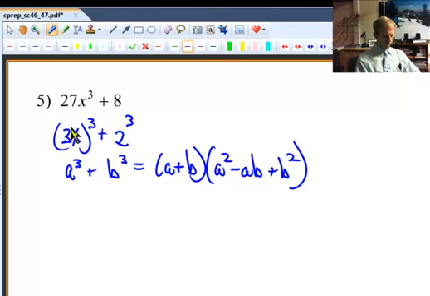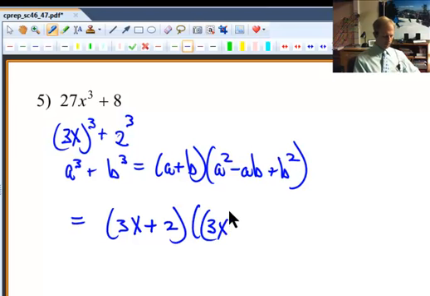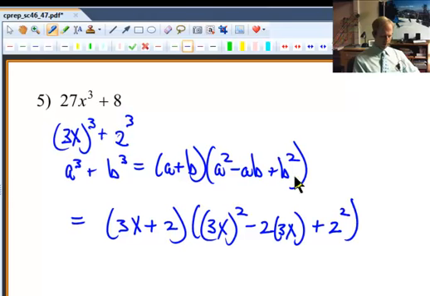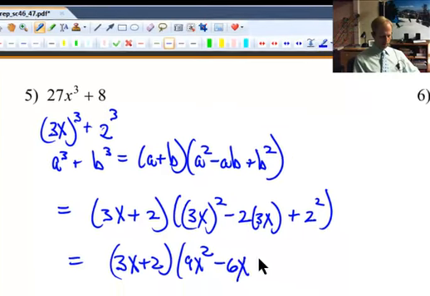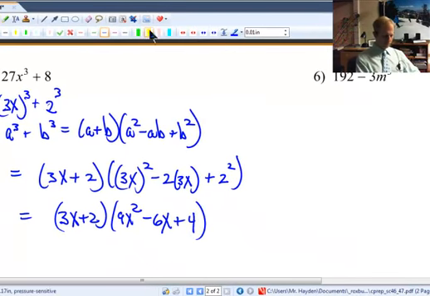Alright, I think you can see that 3x is going to go wherever the a appears, and 2 is going to go wherever the b appears in this problem. So my factored form then is going to be 3x plus 2 times 3x squared minus 2 times 3x, and then plus 2 squared, which is 3x plus 2 times 9x squared minus 6x plus 4. And that's it.